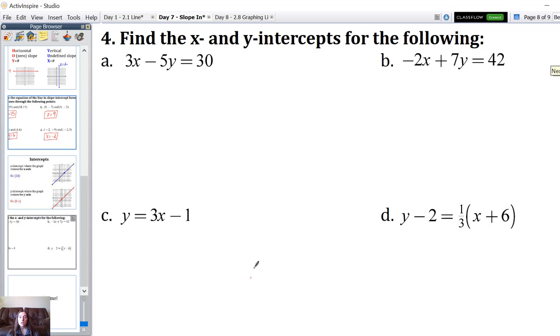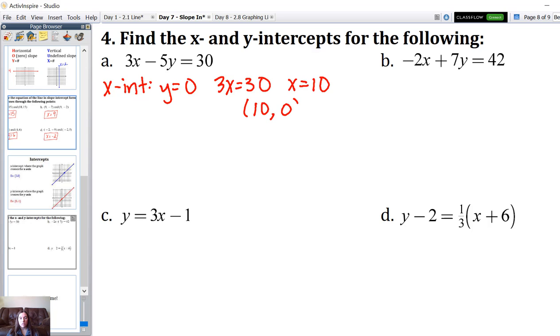So in these examples, we're looking for the x-intercepts and y-intercepts of the lines. Part A, we've got 3x minus 5y equal to 30. This is in standard form, so this one's really nice to figure out what those intercepts are. If we're looking for the x-intercept, that's where y is equal to 0. So anywhere I see y, I'm going to plug in 0. That's right here. 5 times 0 is 0, so now all I have is 3x equals 30. And when you divide by 3, you get x equal to 10. That means our x-intercept is at the point 10, 0.